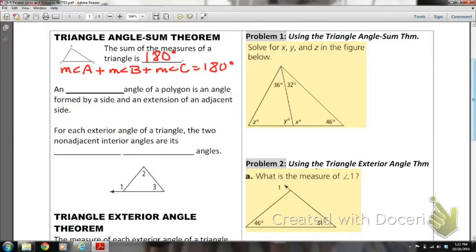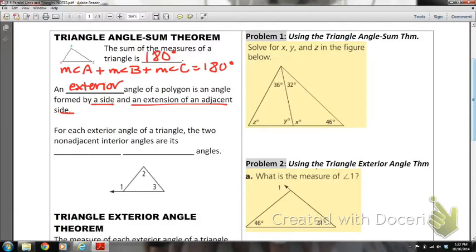The next definition we have is for an exterior angle. The exterior angle of a polygon is an angle formed by a side and an extension of an adjacent side. And we'll look at this in a diagram below.